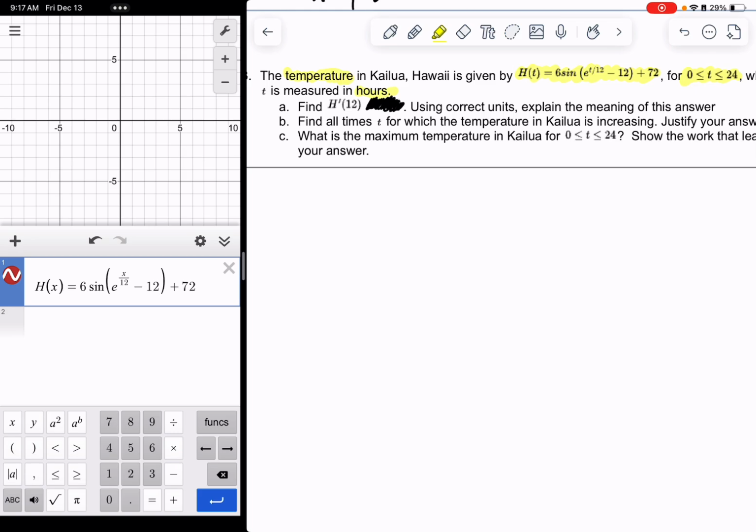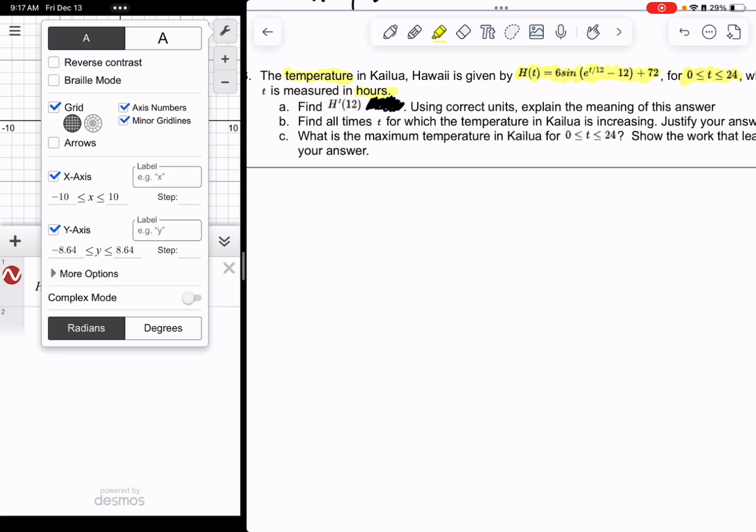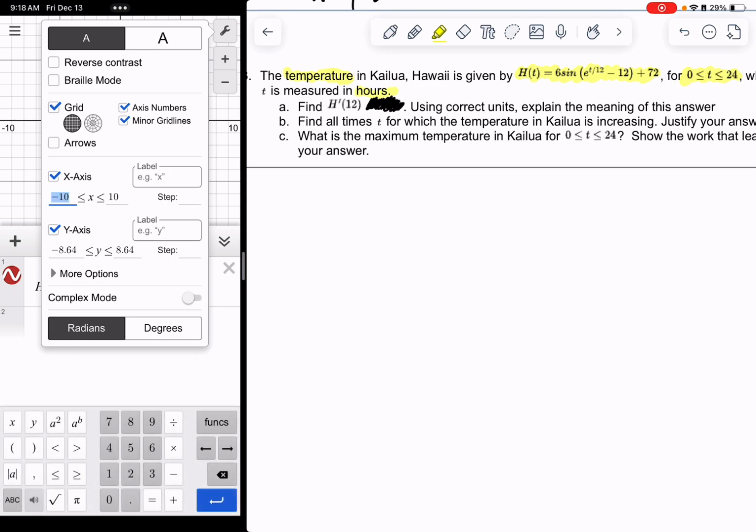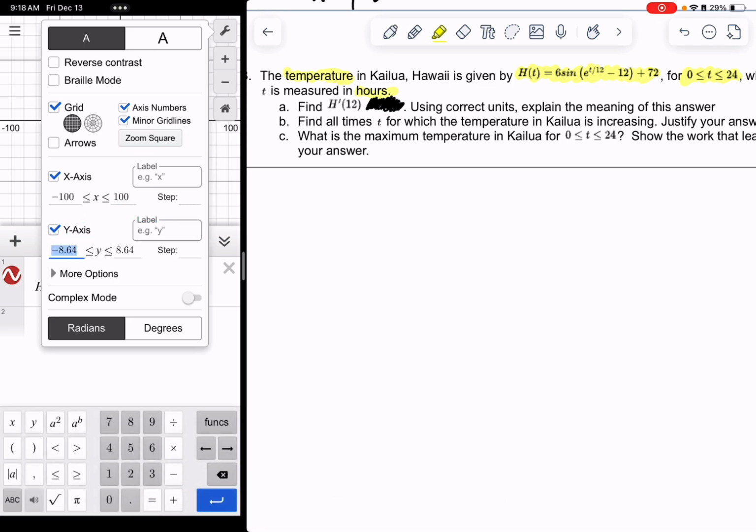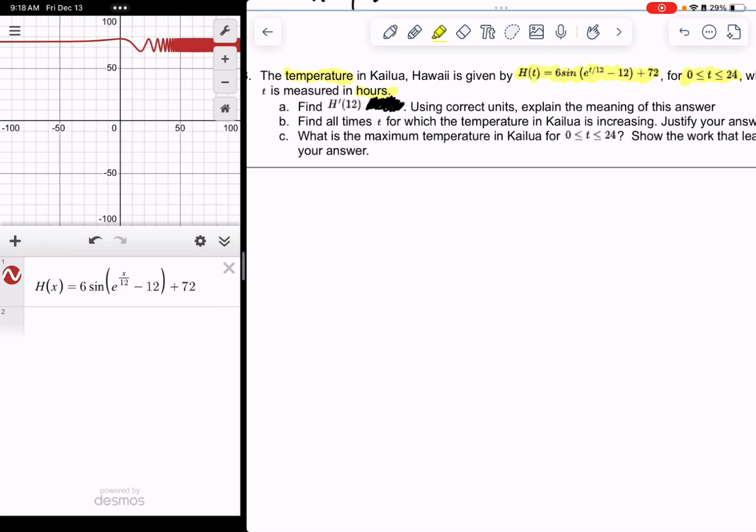And you might be thinking, where did the graph go? It's gone. Well, I could zoom out. So let's zoom out to negative 100 to 100 for my x, and same thing for my y. See if we can find this thing. And sure enough, it is there. It's just very high up in the scale.